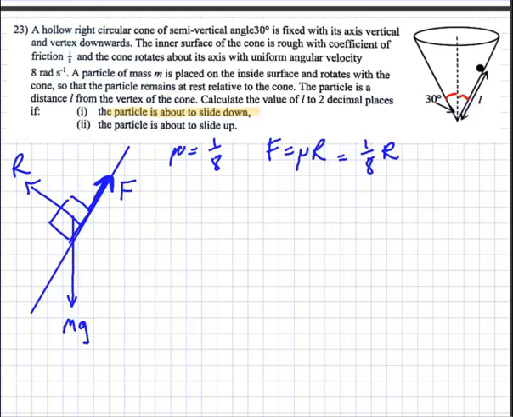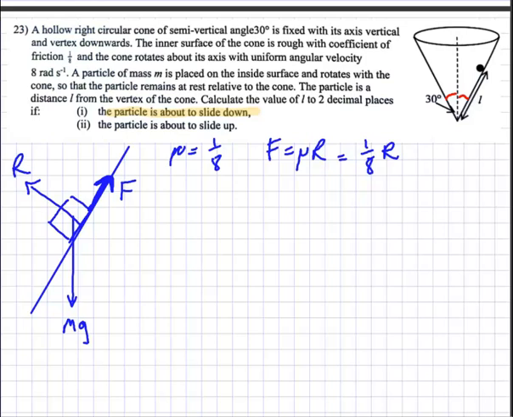So we need to find out a little bit about what the radius of the circular motion is. So a particle of mass m is placed on the inside of the surface and rotates with the cone, so that the particle remains at rest relative to the cone. The particle is a distance of L from the vertex of the cone, so that sort of perpendicular length is L, and we want to work out what that distance is, such that the particle is about to slide down, and then we'll look at about to slide up.